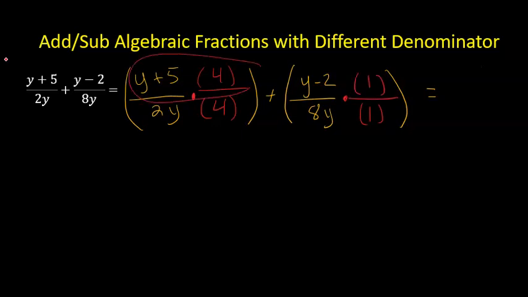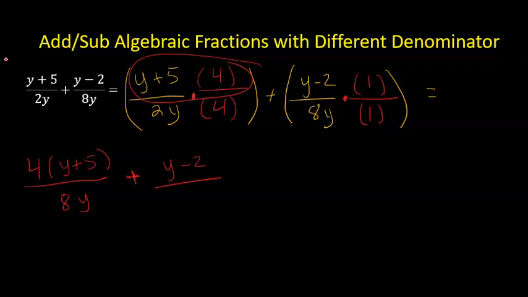Now let's go ahead and multiply everything together. What does that give me? It gives me 4y plus 5 over 8y, right? Because 2 times 4 is 8, plus y minus 2, because if you multiply that by 1, it gives you the exact same number, and we're going to keep that 8y. I basically left the second part untouched.